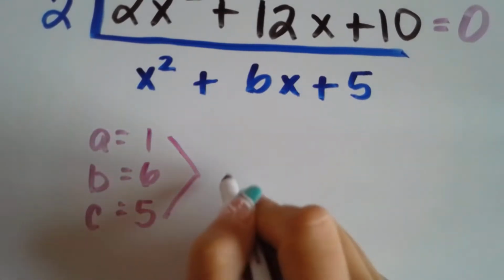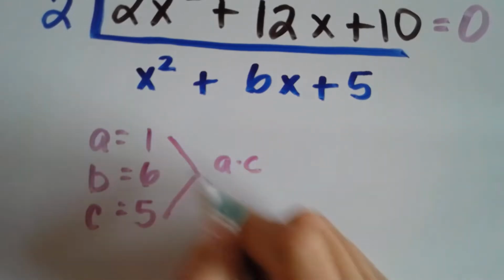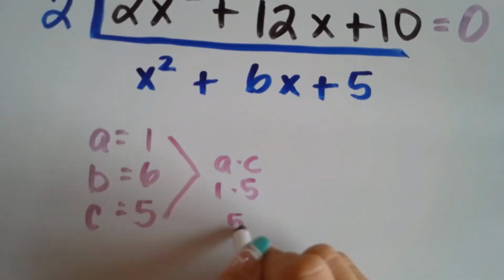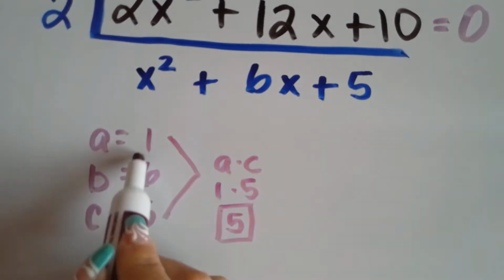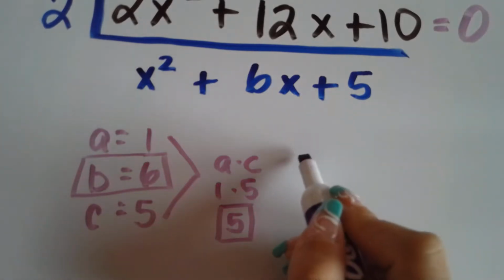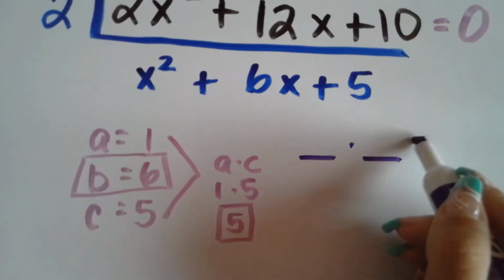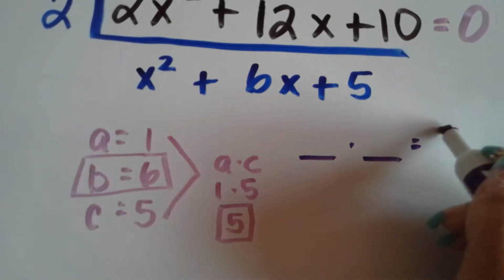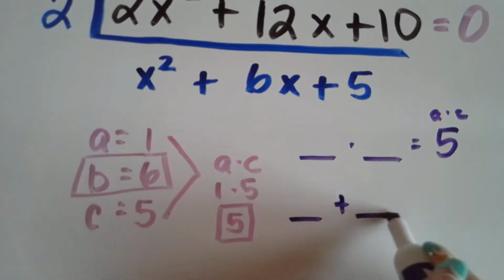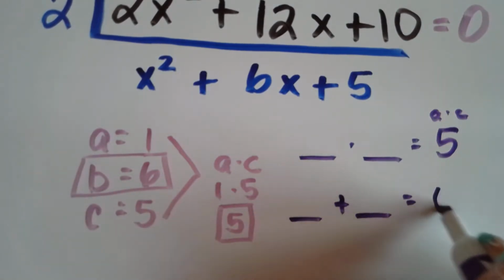Next step, we have to determine what A times C is. A is 1 and C is 5, and 1 times 5 is 5. And let's identify our B, because now we're moving into the next step. We're going to determine what two numbers multiply to your A times C, and the same two numbers add to equal your B, which is 6.